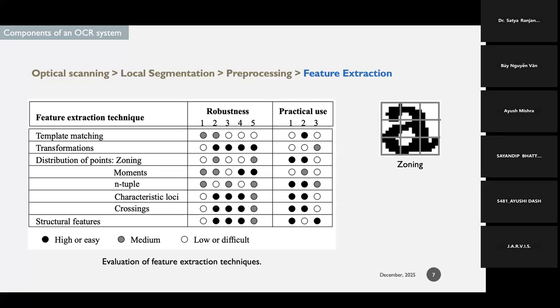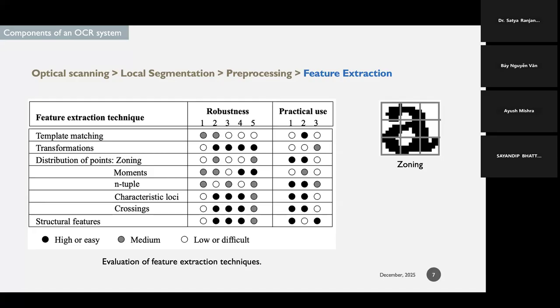The techniques for extraction of such features are often divided into three main groups, where the features are found from the distribution of points, the transformation and series expansion, and the last one is structural analysis. So we go coming through to that. Let me go briefly through that.